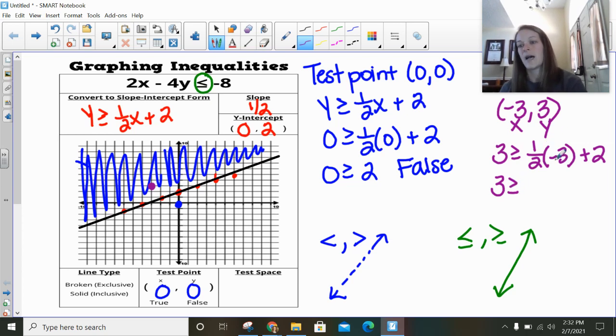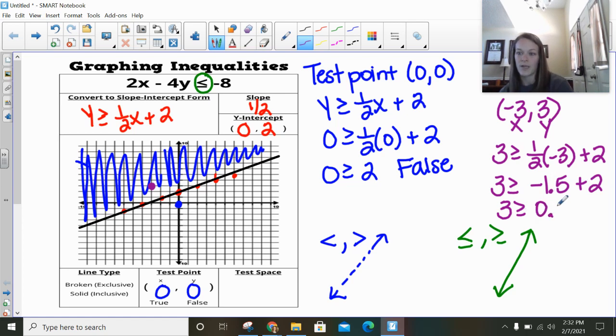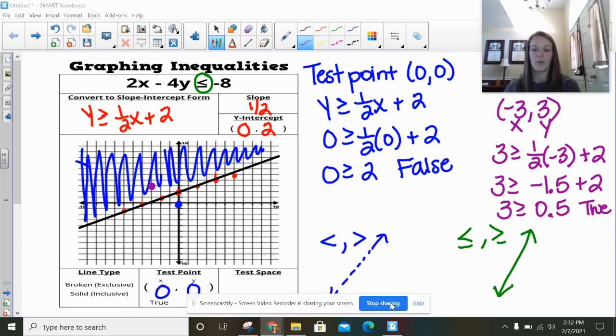1/2 times -3 is -3 over 2, which is just -1.5, plus 2. And -1.5 plus 2 is just 0.5. Is 3 greater than 0.5? Okay, that is true. So that means I have shaded in the correct area, and any point over here will be a solution to the problem. I'm going to make another second video with another example in case you need it.